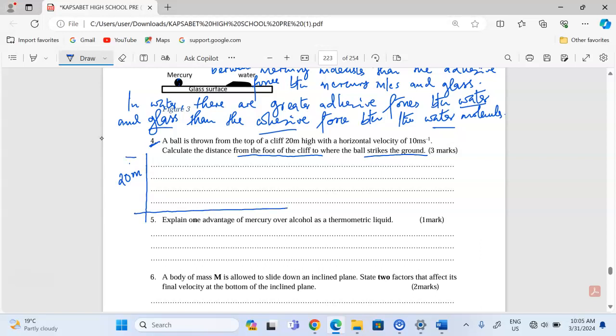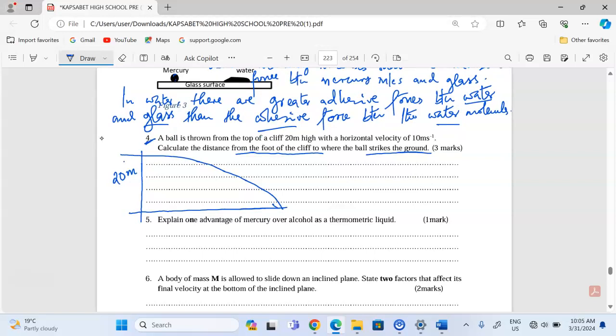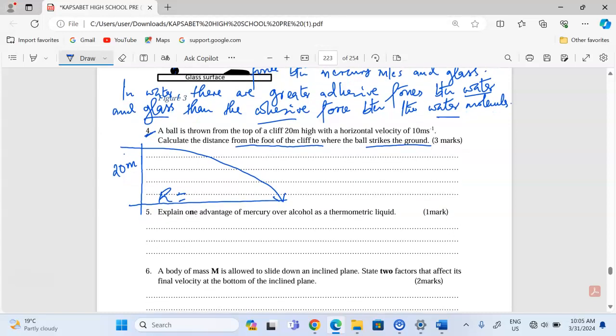If the ball is flying until it lands at the ground, it covers a distance which we call the range, and the range, capital R, is usually given by ut. That is the initial horizontal velocity multiplied by the time of flight.